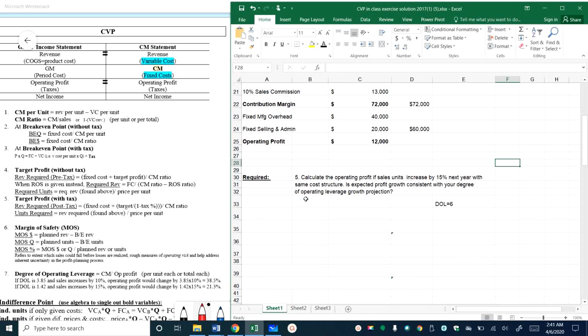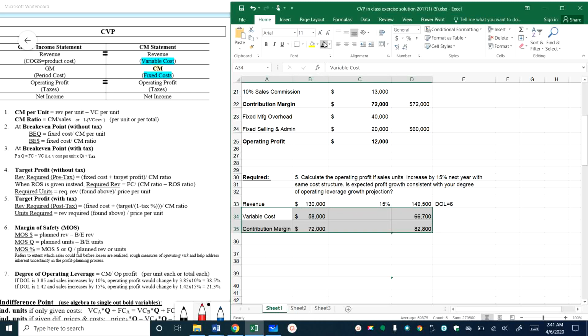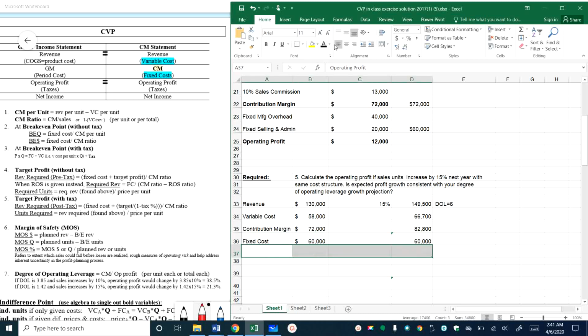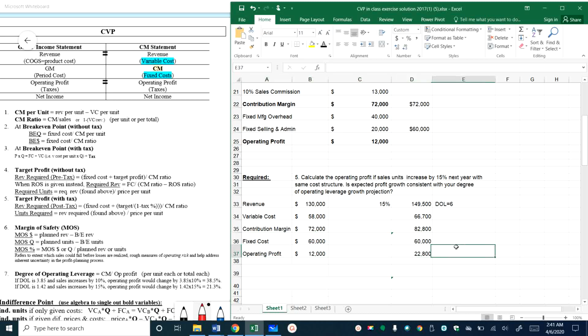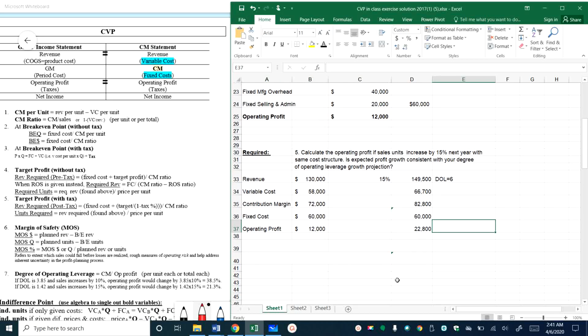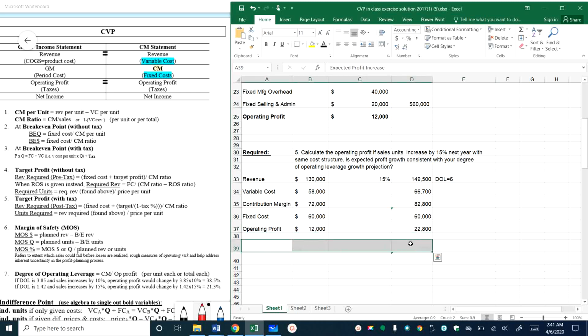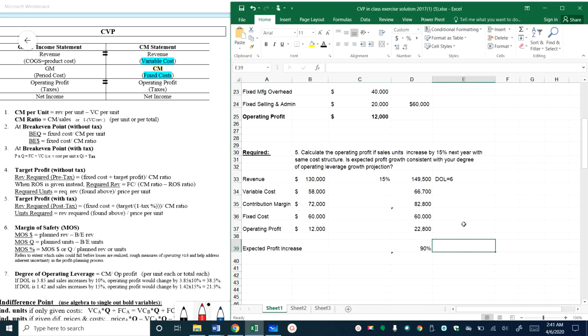Okay, so if you increase your revenue by 15%, then your variable costs would increase accordingly, and so would your contribution margin. Now we all know fixed costs stay the same. So then your operating profit would end up being increased also, but not just by 15%. So we can check to see that our expected profit increase would be that 15% times the degree of operating leverage of 6, which equals 90%.